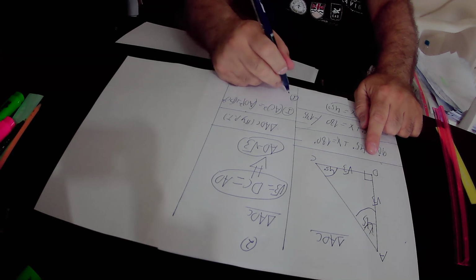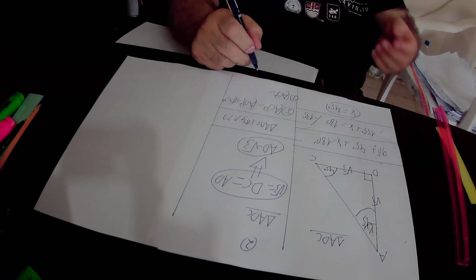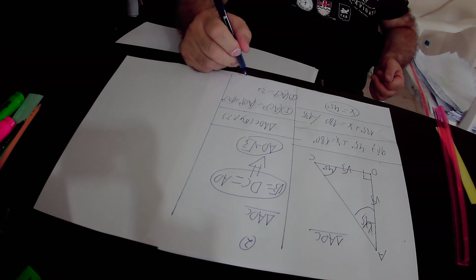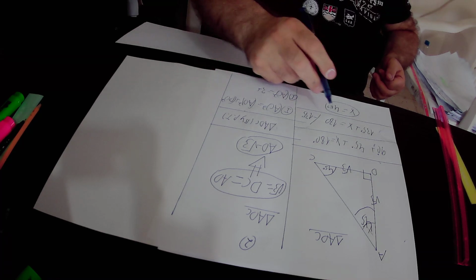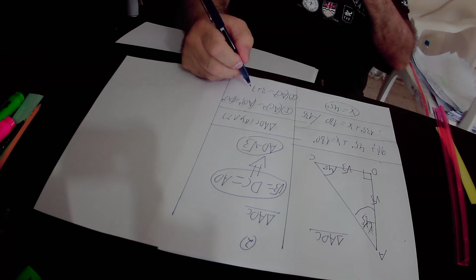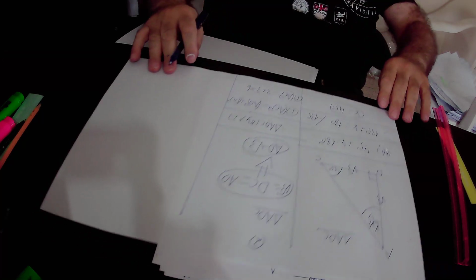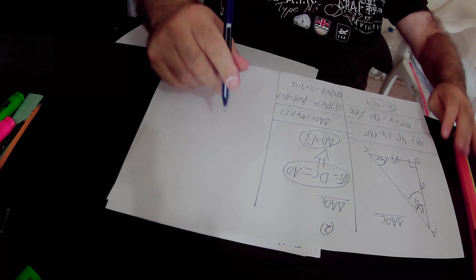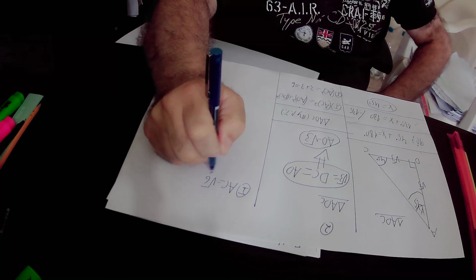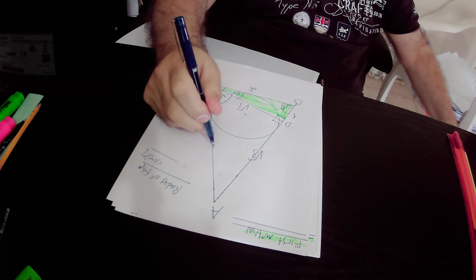So AC squared must be equal to AD squared. AD is square root of 3, so AD squared is square root of 3 squared, that is 3, plus DC squared. DC is square root of 3, therefore DC squared is also 3. So in conclusion, AC squared equals 3 plus 3, that is 6. We take the square root of this equation, and we get that AC equals the square root of 6 units. Here we found out that AC equals the square root of 6 units.